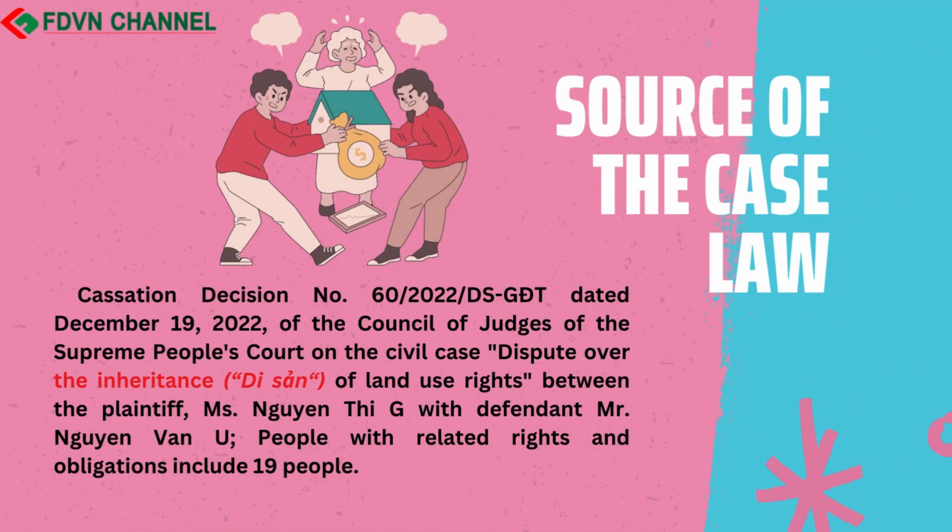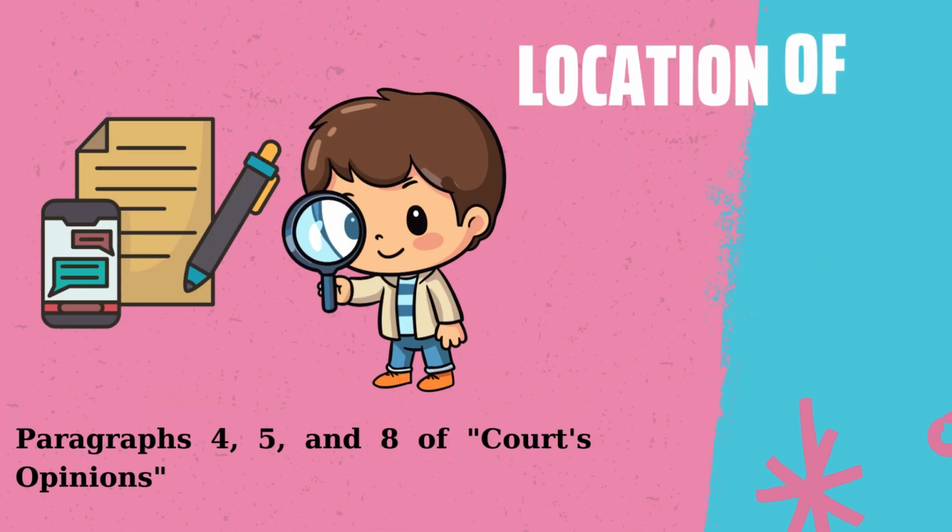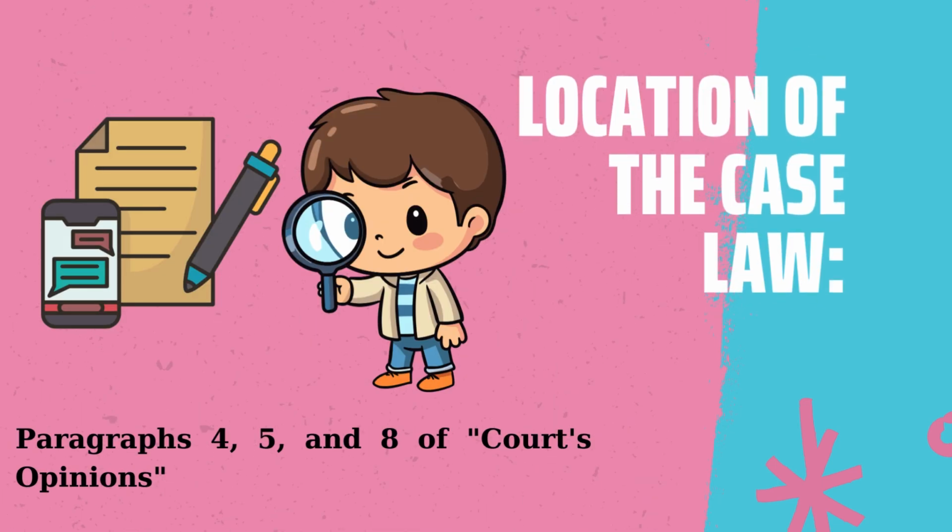Source of the case law: Cassation Decision Number 60/2022/DS-GDT, dated December 19, 2022, of the Council of Judges of the Supreme People's Court on the civil case, dispute over the inheritance of land use rights, between the plaintiff, Ms. Nguyen Thai G, and defendant Mr. Nguyen Van Nhu. People with related rights and obligations include 19 people. Location of case law: paragraphs 4, 5, and 8 of the Court's opinions.